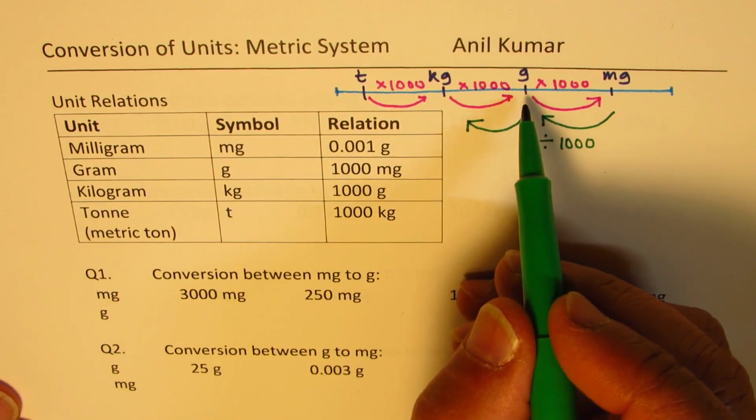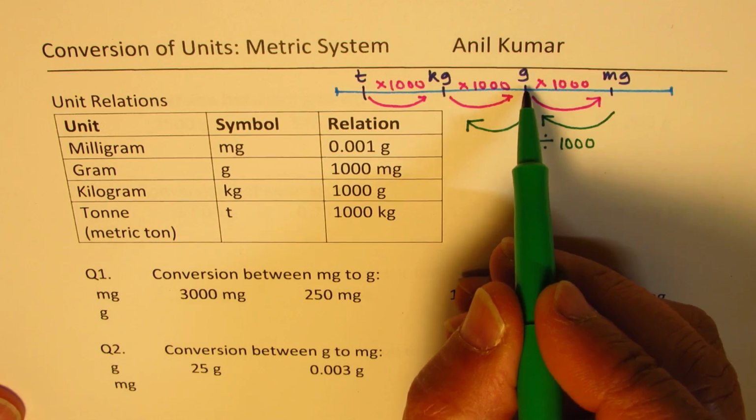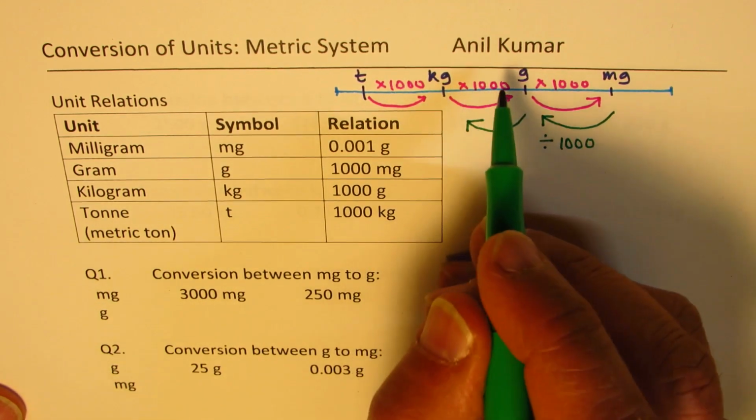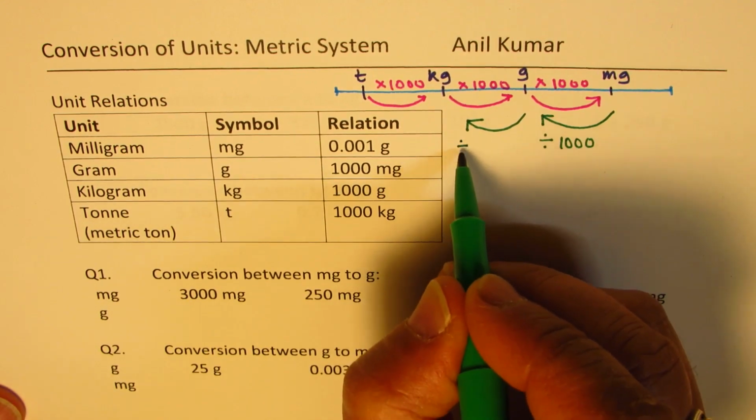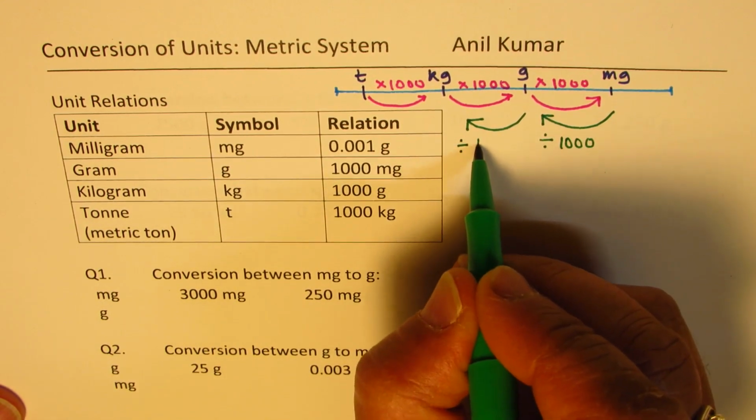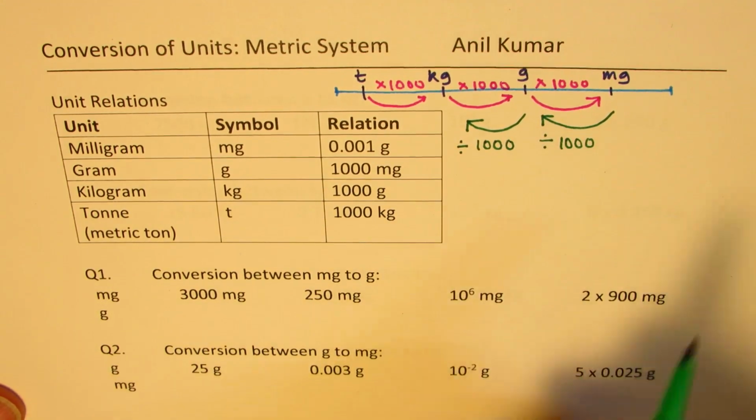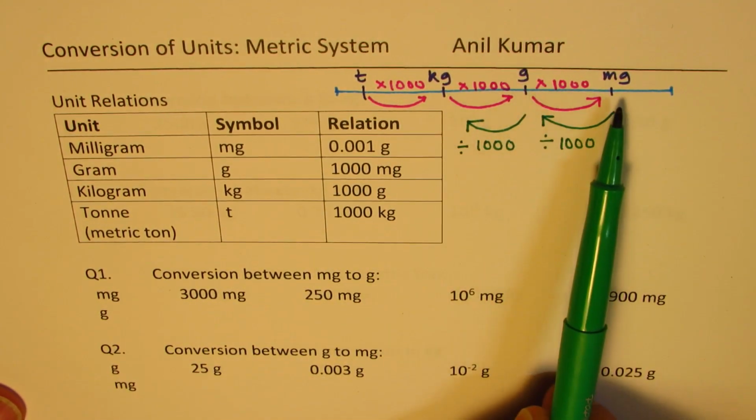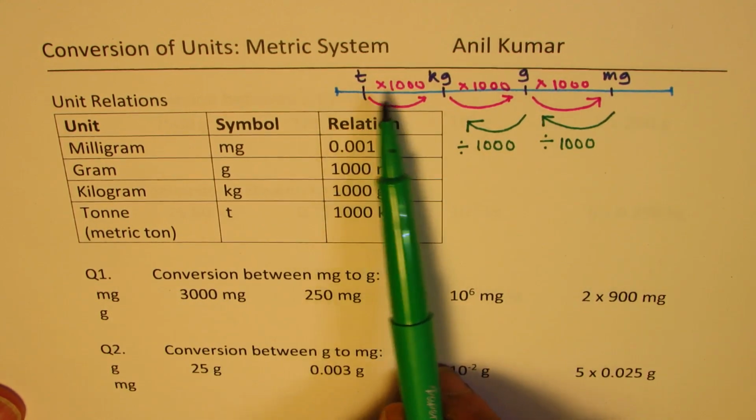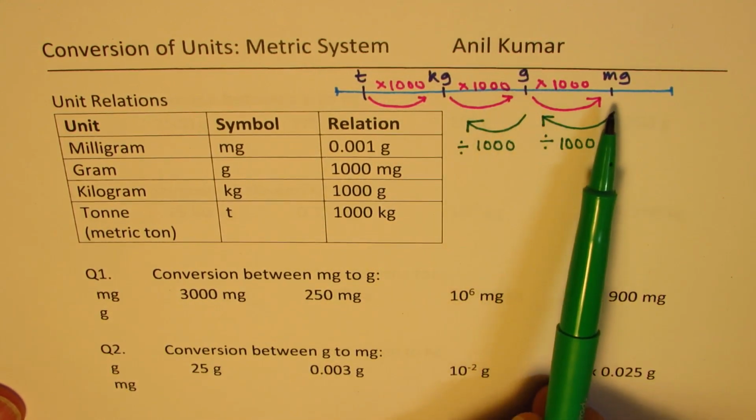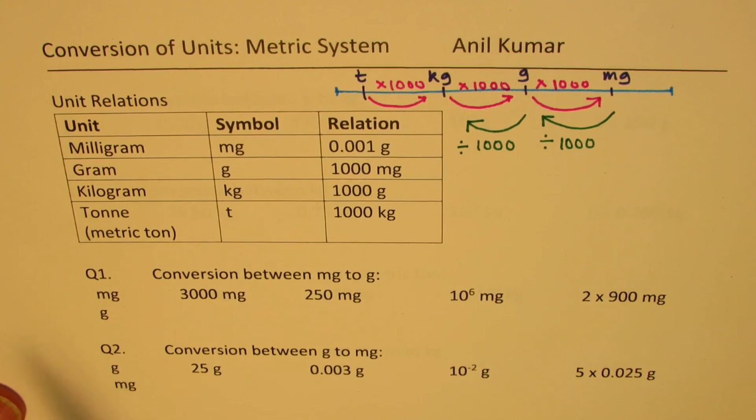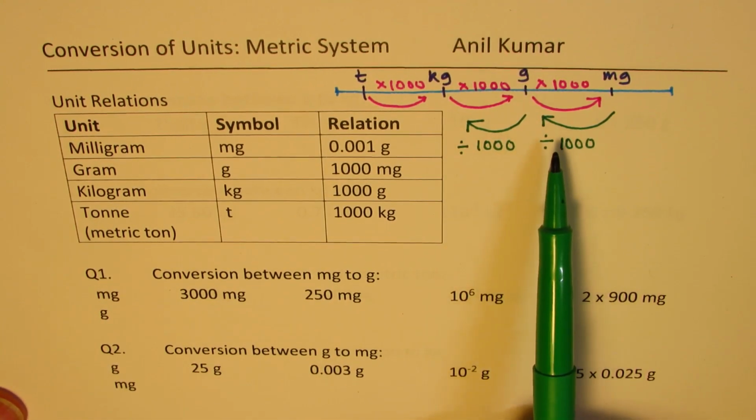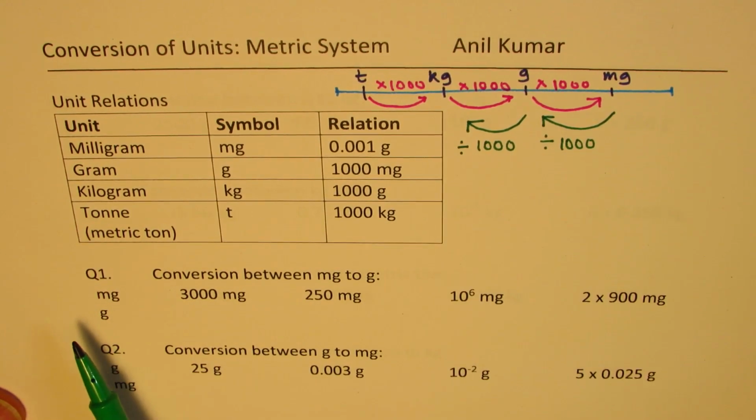So if I give you, let's say, 500 grams, it has to be divided by 1000 to get kilograms as 0.5, right? So if you move towards the left side, then you divide by 1000. That is how these 4 units are related, right? Tons, kilograms, grams, and milligrams. So I hope the concept is absolutely clear. Now based on this concept, we'll now solve 10 questions, right?